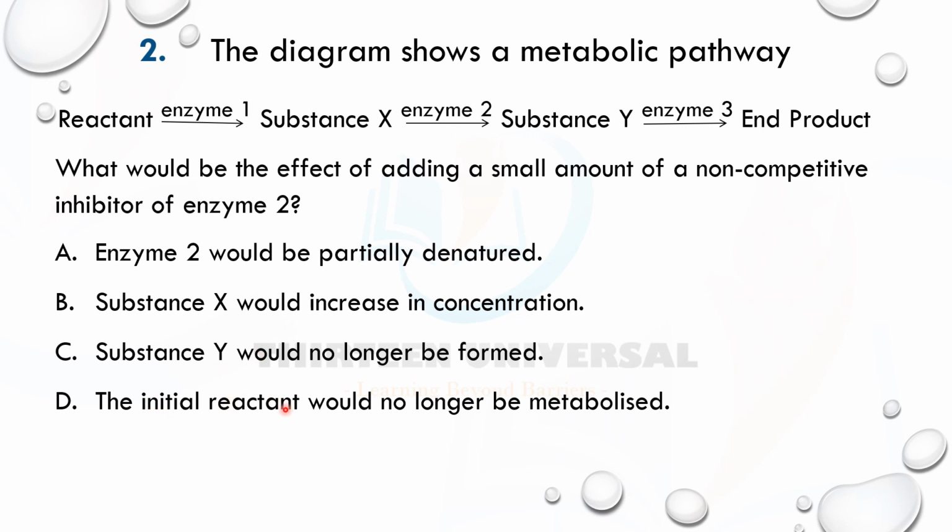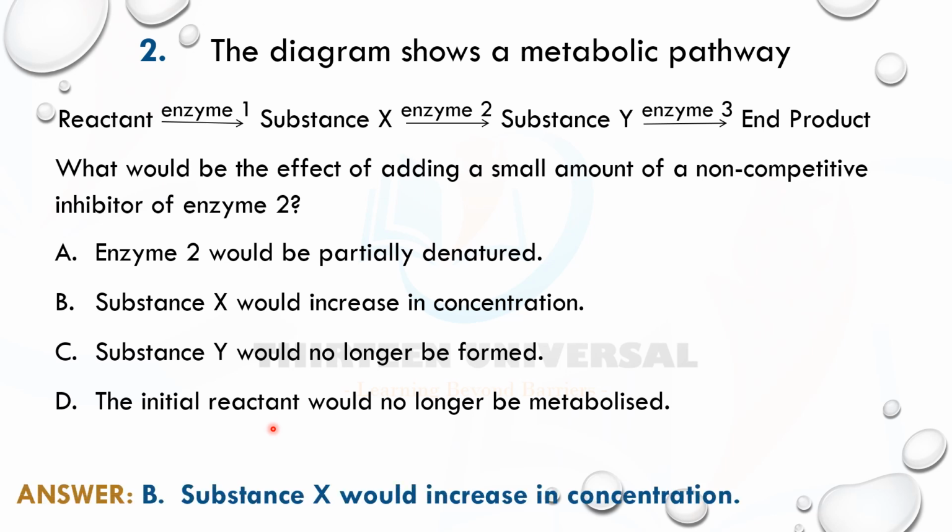D says the initial reactant will no longer be metabolized. What is the initial reactant? Enzyme 1 converts reactant to substance X. Enzyme 1 is not the one inhibited, it is enzyme 2. So D cannot be the answer. All right, so the answer is B.